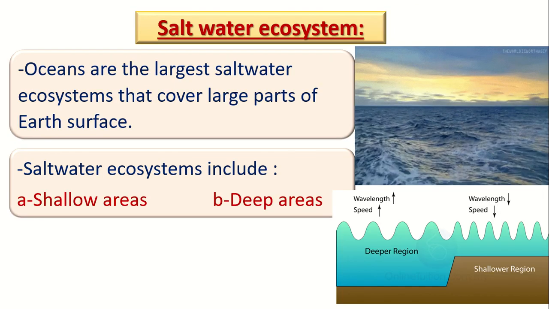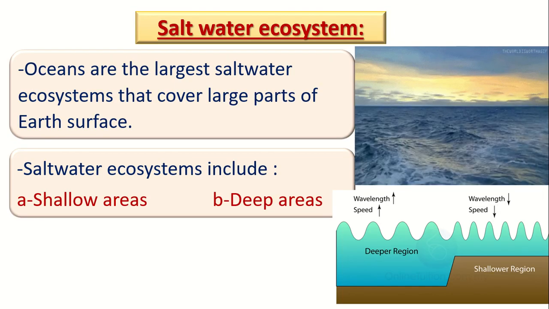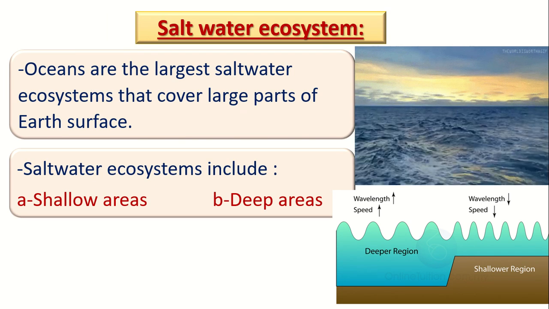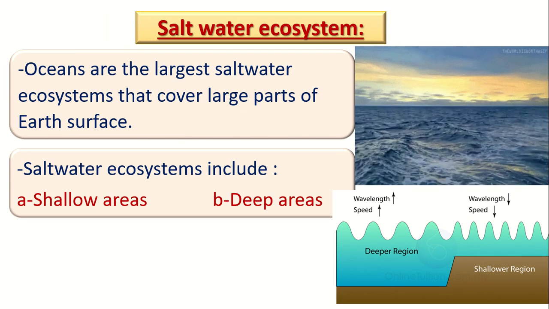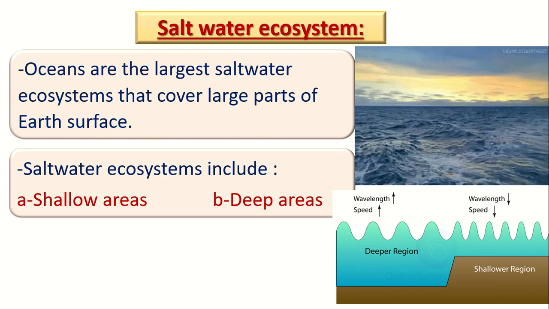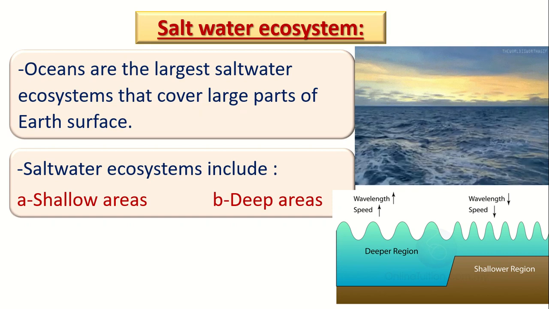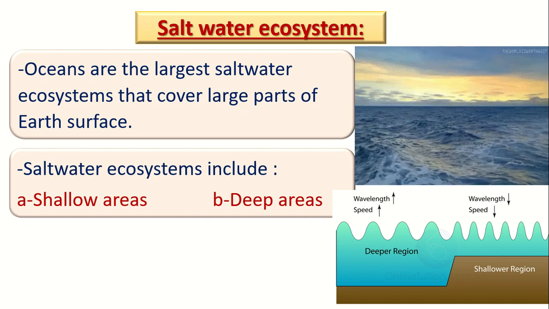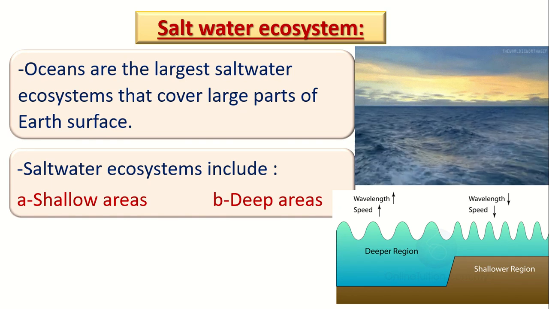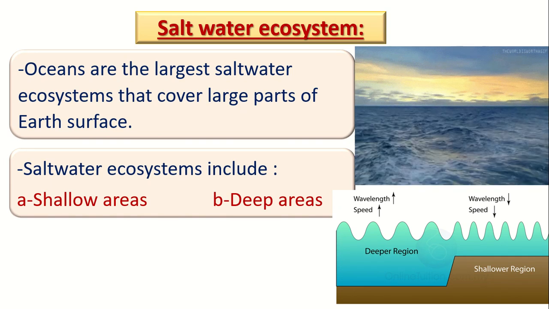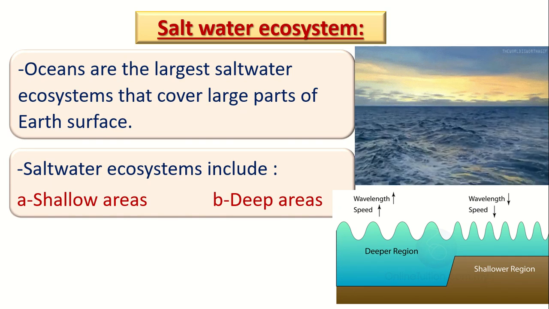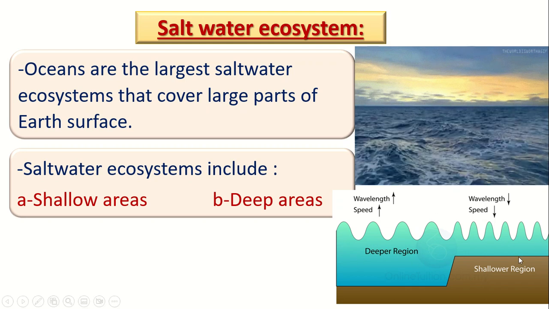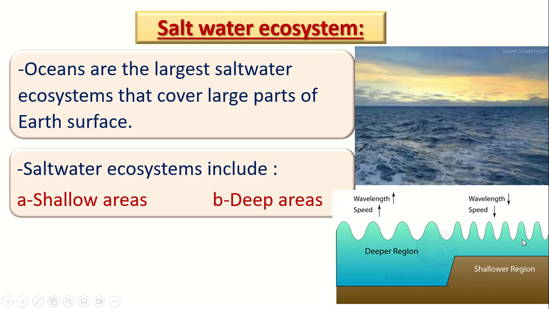Let's start with the salt water. When we hear salt water, we can remember seas and oceans. Which one is the largest salt water body we can find on the Earth's surface? It's the ocean. The ocean is the largest salt water ecosystem covering the Earth's surface.